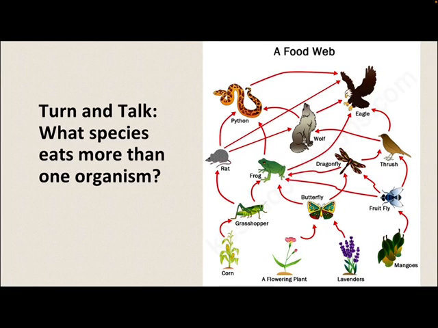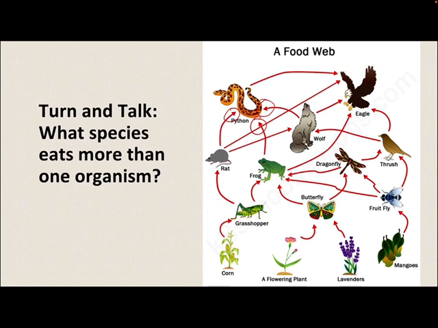So we're obviously not doing a turn and talk, but let's just think about this question. It says, what species eats more than one organism? Okay, so look at this food web. And what species eats more than one organism? Well, there are plenty of options. You could say python, right? Python has 3 arrows pointing toward it, right? It has arrow number 1, arrow number 2, arrow number 3. And what that means is that it gets its energy from 3 different sources.